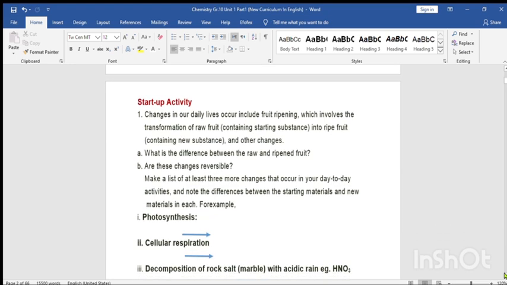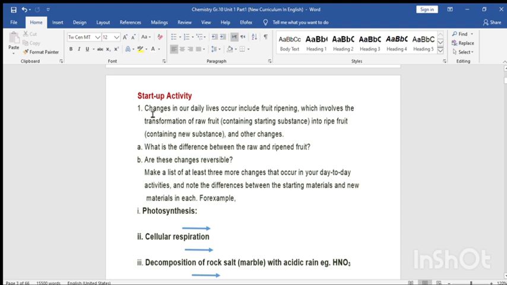When we come to the startup activity, we deal with changes in our daily lives, which can include fruit ripening, which involves the transformation of raw fruit into ripe fruit. This is a chemical reaction process, or a chemical change.